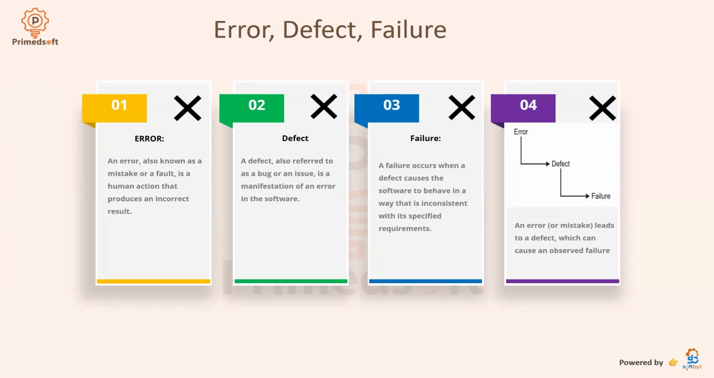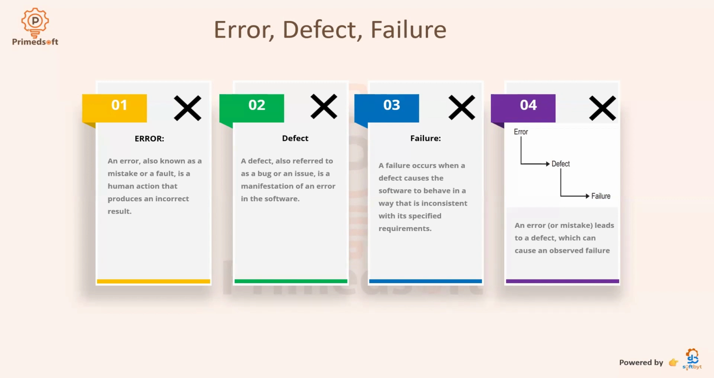Okay, so you can see one is building on one. So we have error, which is a human mistake or a fault. When this occurs, it leads to defect. When a defect occurs, it leads to what? A failure. So you can see error leads to defect and defect leads to failure. An error, which is a mistake, leads to defect, which can cause an observable what? Failure.